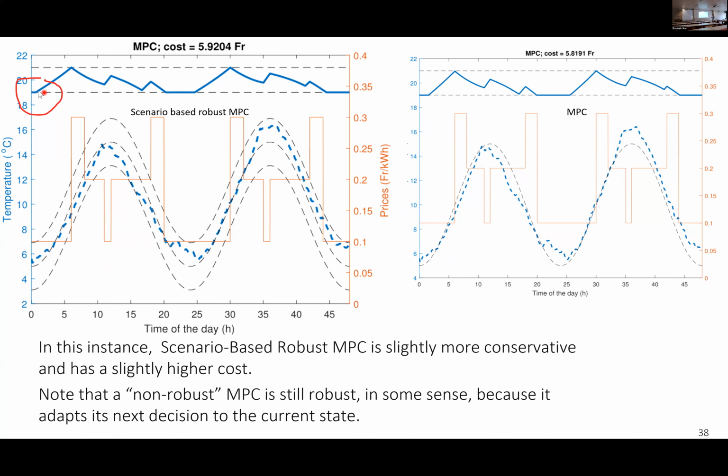But we see that the operation is a bit different. Here we see that the robust MPC starts to heat a bit earlier than the non-robust MPC. Because the robust MPC is ready for the worst case, which would be that the temperature is very low. So given I have a certain power in my heat pump, in order to bring it to the max temperature at this point, I need to start earlier if the outside temperature is low.